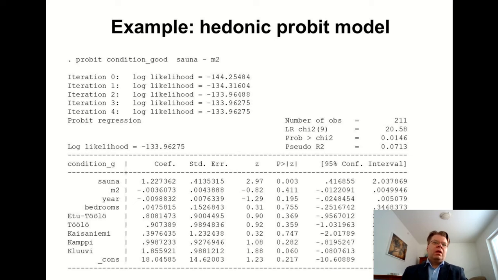And this is perhaps because this sample is taken from the center of Helsinki. So usually there the apartment buildings are quite old. So if there's a sauna in the apartment, then it also means that it has been renovated in the past few decades. Then we find also that, for example, some district like Kluuvi has a significant and positive impact, that may be related to there being perhaps newer apartments, although the year of construction didn't have a really significant impact on the probability of the apartment being in good condition.